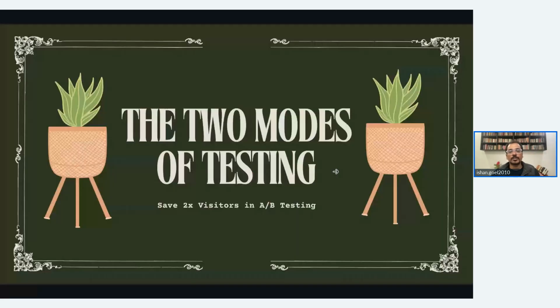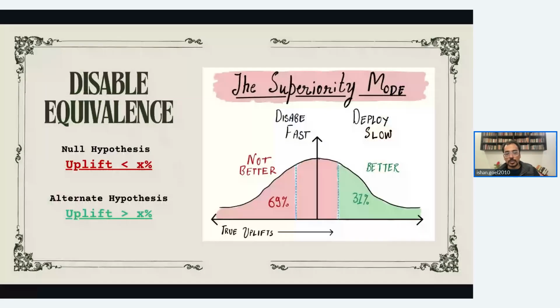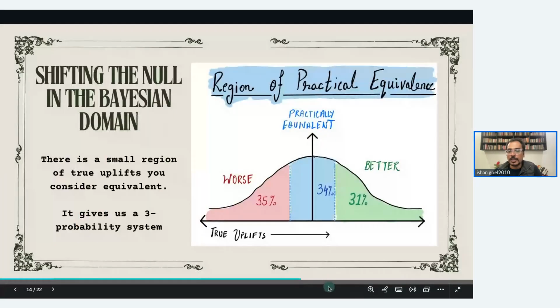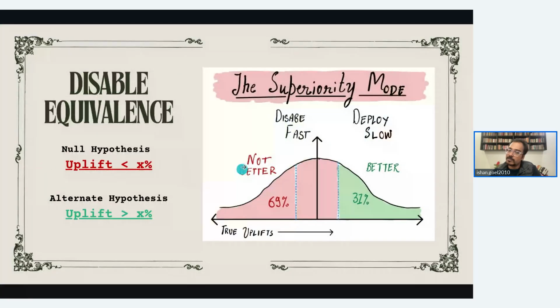Now moving to the two modes of testing and how we have derived them. When you divide this whole curve into three regions, you are sure that you want to deploy the test when it is better. You are sure that you want to disable the test when it is worse, but you are not sure what to do with the region of equivalence. Turns out you can do two things with it. The first is that you use this probability of equivalence for disabling. So if I merge this with worse, what I get is the probability of not better.